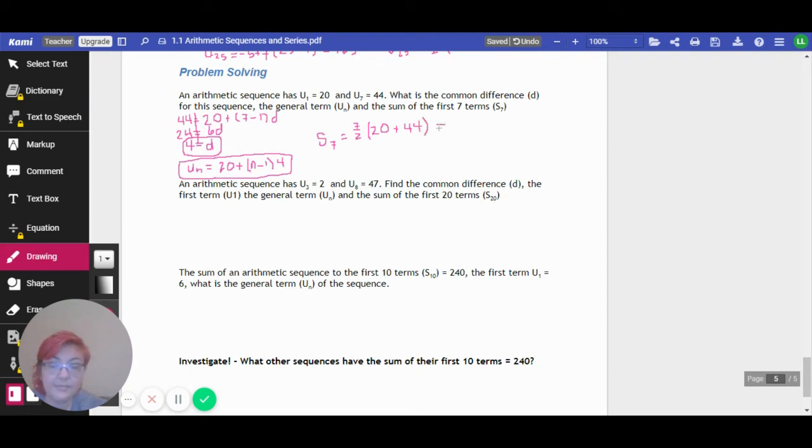So let's put that in our calculator. 7 divided by 2 times 20 plus 44 is 224. That is the sum of the first 7 terms in this sequence.